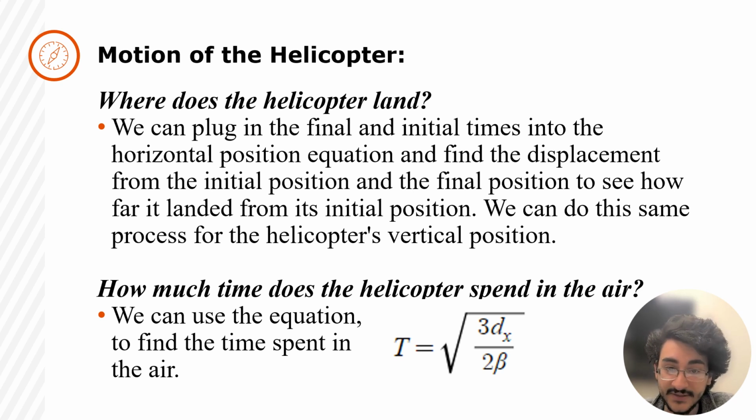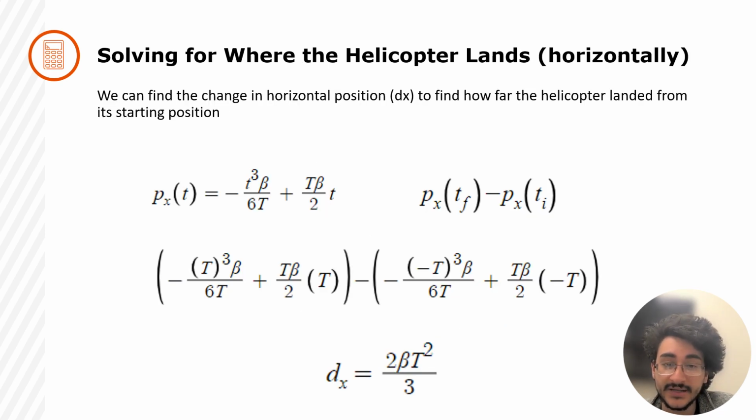We can do the same process for the helicopter's vertical position, except with the vertical equations. And for how much time the helicopter spends in the air, we can use the equation shown there to find the time spent in the air. On the slide, we'll be solving for where the helicopter lands horizontally. To find that, we need to find the distance where the helicopter lands from its initial position, which means we need to find the change in x, which is depicted here as dx.